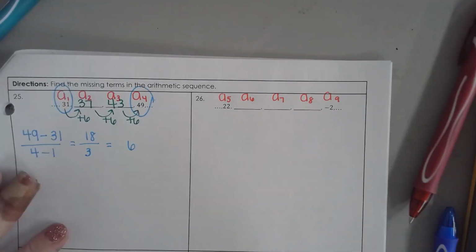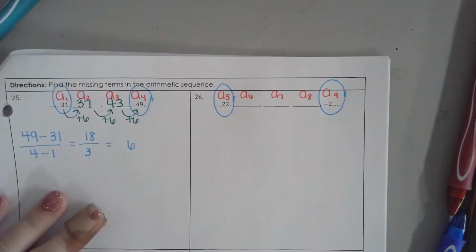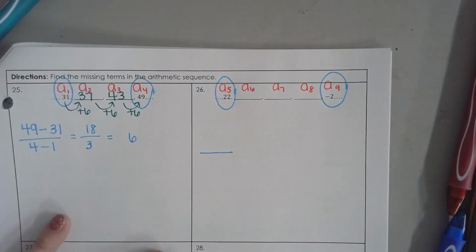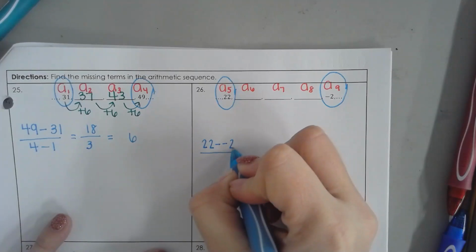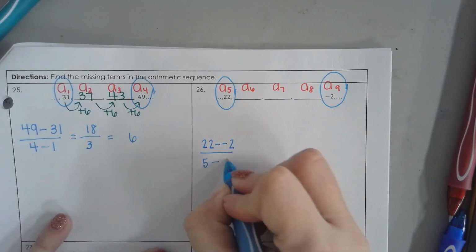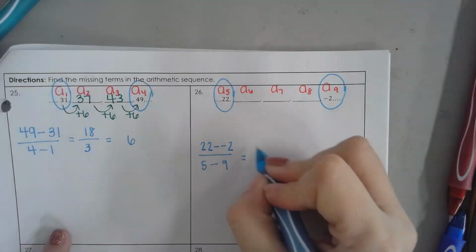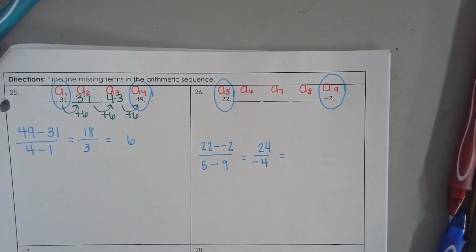So in this case, I have A5 is 22 and A9 is negative 2. What's 22 minus negative 2, over 5 minus 9? So it'll be 24 over negative 4, which is what? Negative 6.